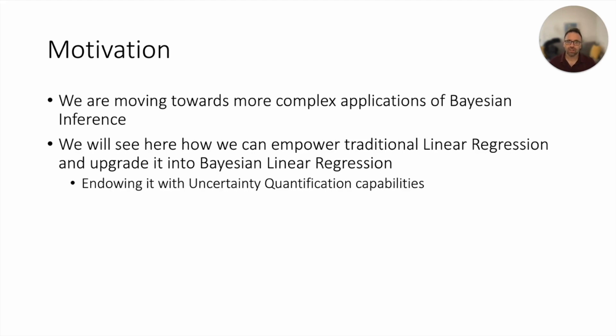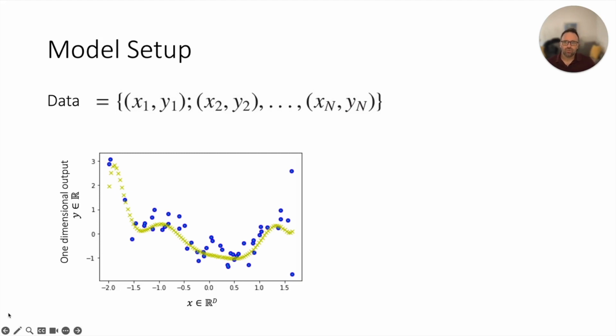What we're going to do here is basically grab again our linear regression model that we studied a few tutorials ago and endow that model with uncertainty quantification capabilities. So just a quick recap on the model setup. I'm going to repeat again what we studied before in our tutorials of traditional linear regression.